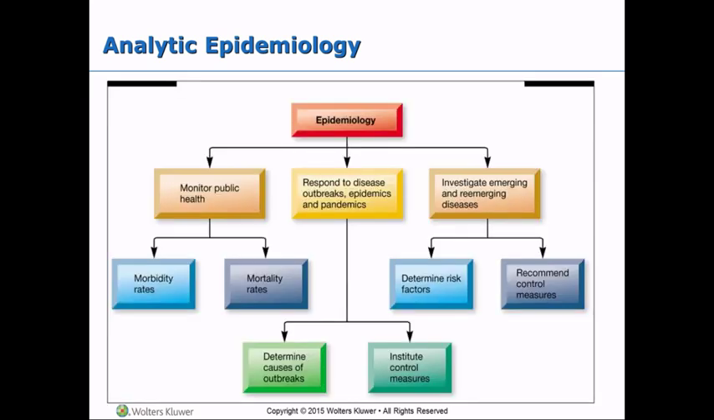To review, the science of epidemiology has the broad responsibilities to monitor public health, respond to disease outbreaks and epidemics and pandemics by conducting investigations into emerging and re-emerging diseases. The outcomes of both descriptive and analytic epidemiology are to determine the causes of outbreaks and institute control measures.